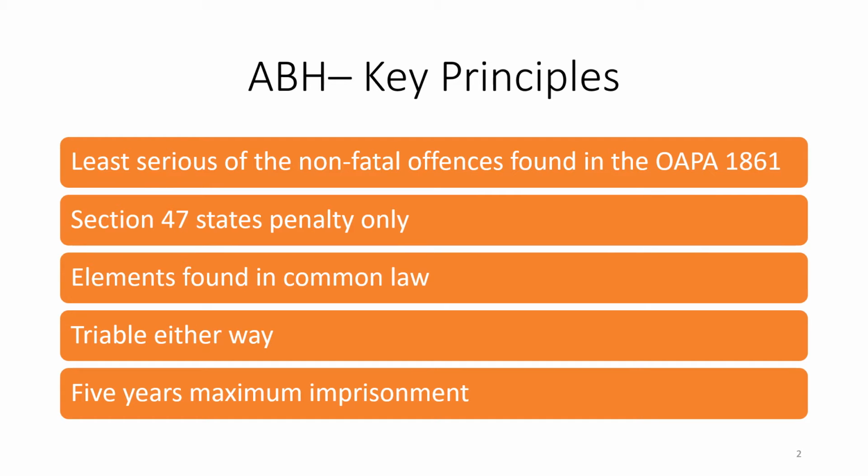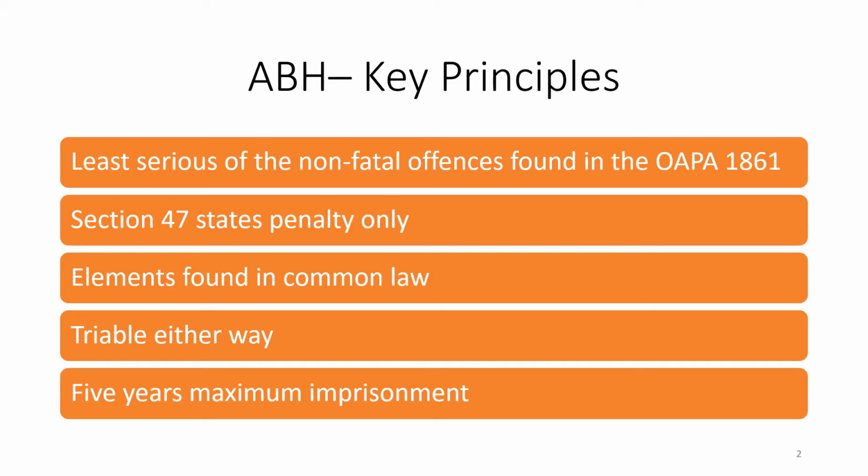So before beginning, we're going to look at the key principles of assault occasioning actual bodily harm. Going forward, we'll just refer to this as ABH. Now, it is the least serious of the non-fatal offences found in the Offences Against the Person Act 1861. Certainly the least that we look at from that Act.